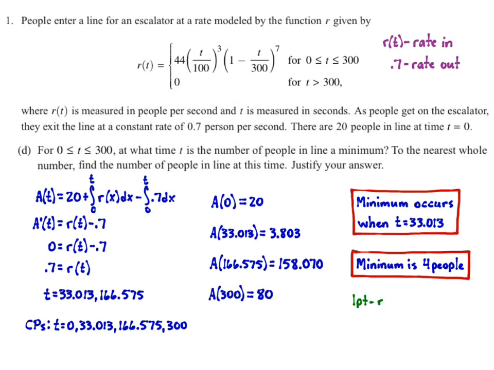You would get 1 point for considering r of t minus 0.7 equals 0. So this line here, right? If you got to there, you got 1 point. You get 1 point for identifying all your critical points. And then you get 1 point for your answers and 1 point for your justification. So if you had both of these answers, that's the 1 point for the answer, and your justification is evaluating all the amounts at the critical points.